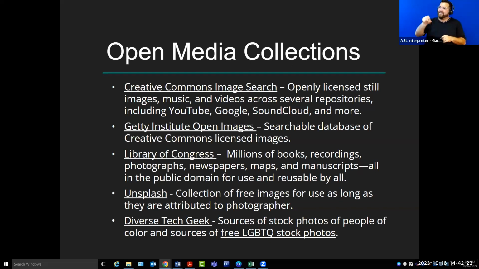Yeah. So then just the very last thing that we have for you, and I'm not going to put all of these in the chat right now because I'll give them to you in just a second, is with the whole document are these open media collections. So these are some great websites to use if you're looking for images.